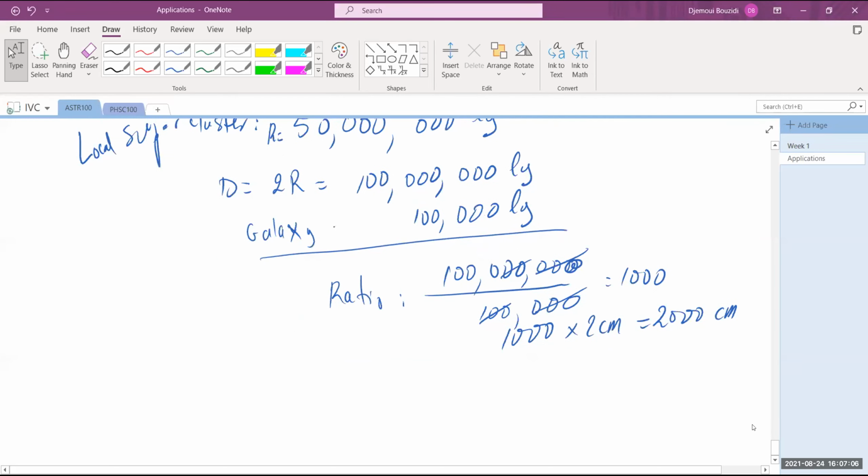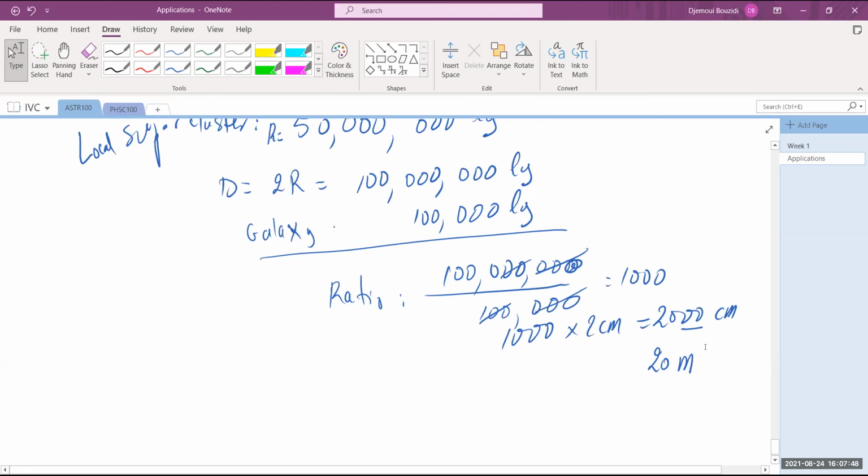So 2,000 centimeters, how many meters is that? I know in 1 meter there are 100 centimeters. So those two zeros represent the meters. So it's actually 20 meters across, which is the size of a big house. Okay. So that is how big our local supercluster is, if the Milky Way were this nickel.